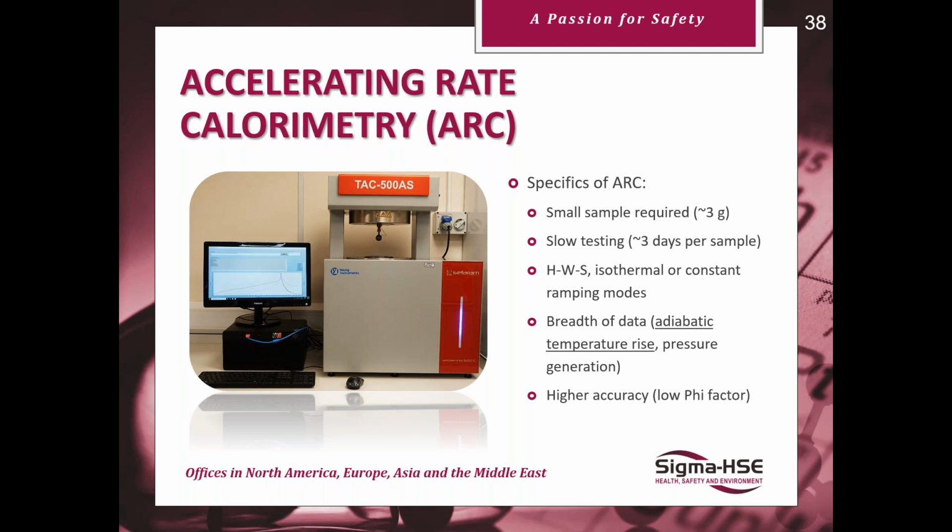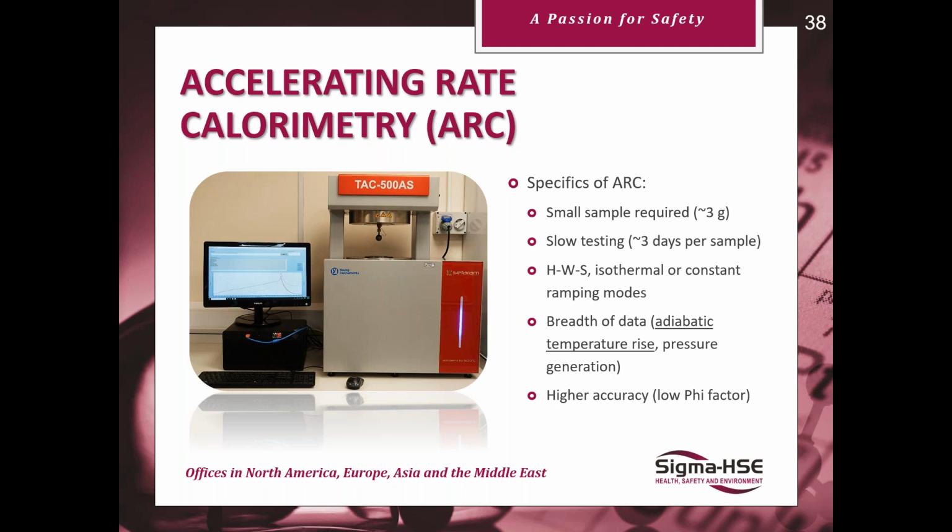Which is why we will tend to come to this if we've found something in the DSC and Carius tests. You've got different options here as well. We can do what is called a heat-wait-search mode, isothermal testing, or constant ramping. The constant ramping would be more like the DSC, and that would be a much shorter program than the heat-wait-search, which is what we normally use. The heat-wait-search gives us in the ARC a very good adiabatic calorimetry result.